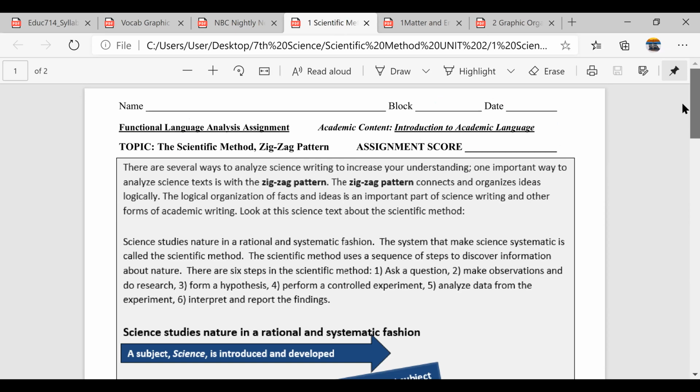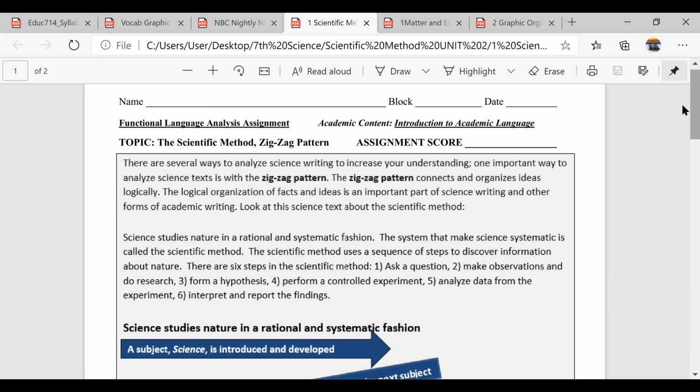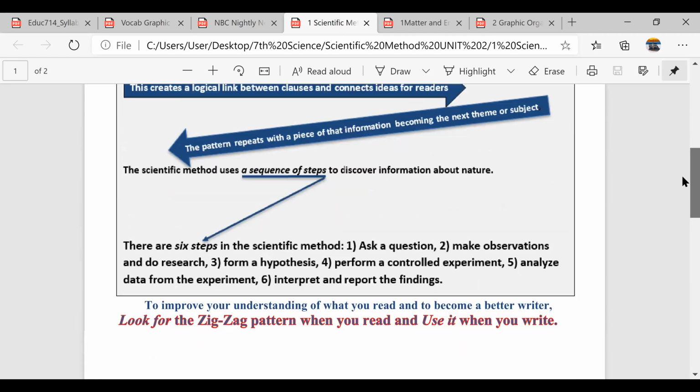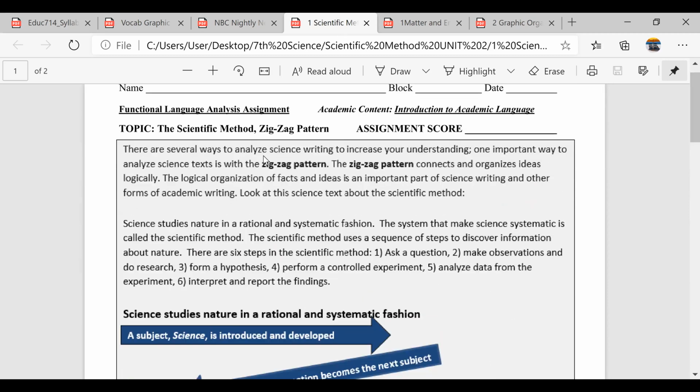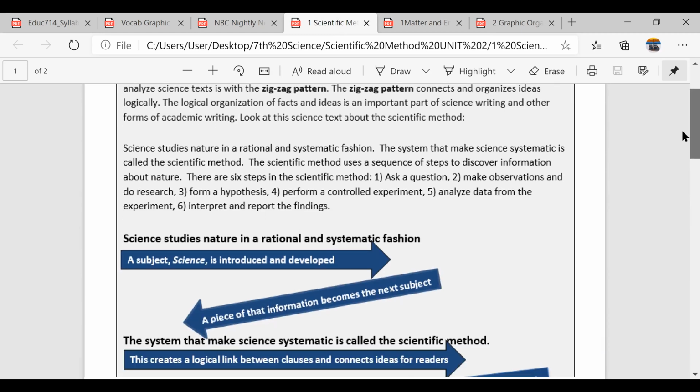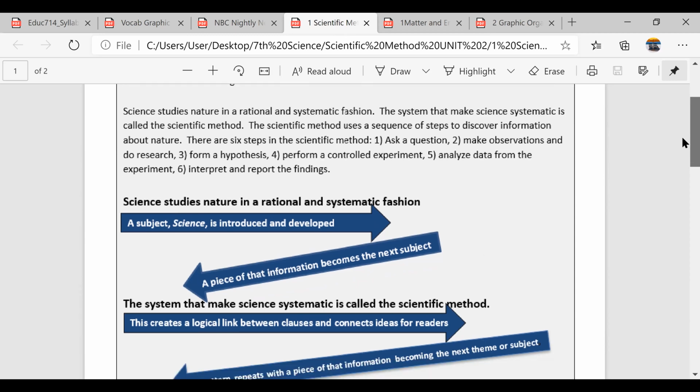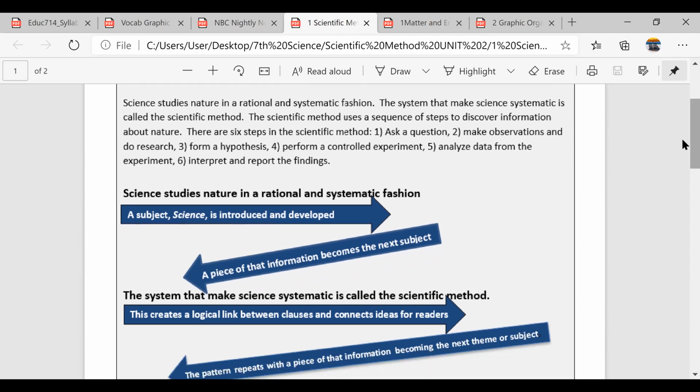This is a purely mode example where I'm teaching the content of the scientific method. So the first page is essentially one large explanation of the zigzag pattern. And you'll notice that even the directions use the zigzag pattern. So here we have a paragraph, and I'm going to read it to you about the scientific method. Science studies nature in a rational and systematic fashion. The system that makes science systematic is called the scientific method. The scientific method uses a sequence of steps to discover information about nature.